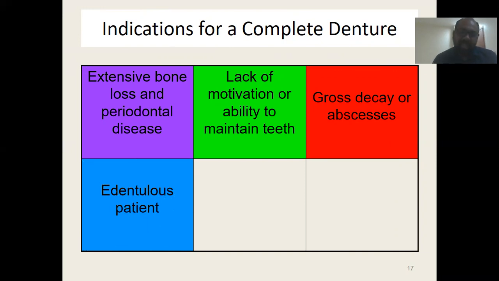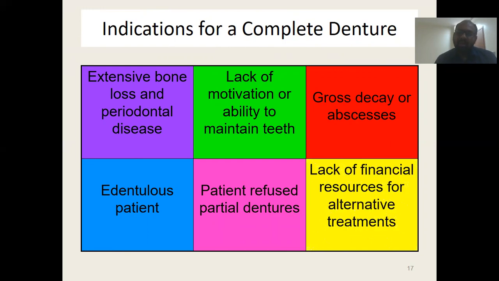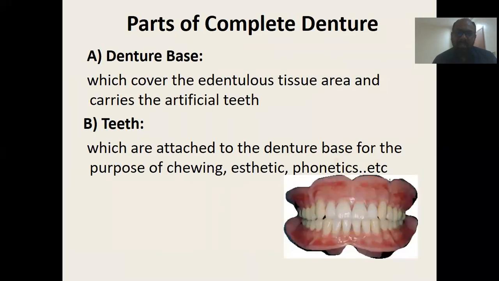A previously edentulous patient who is already wearing a denture, patients who refuse partial denture treatment, and lack of financial resources for alternative treatments such as implant supported prosthesis. So all this could be categorized into the indications.